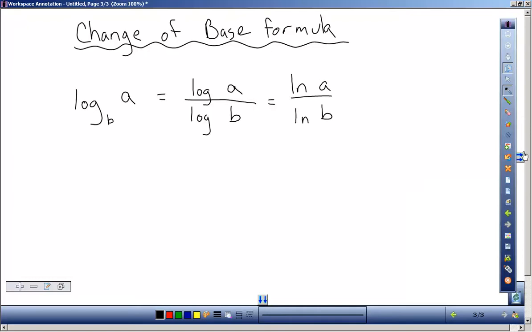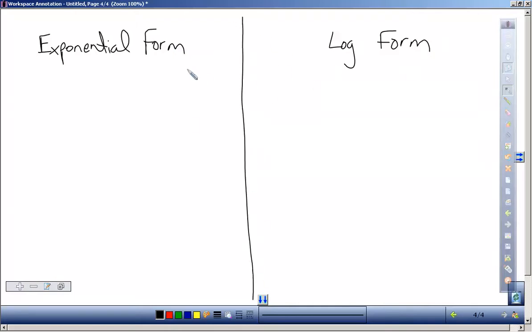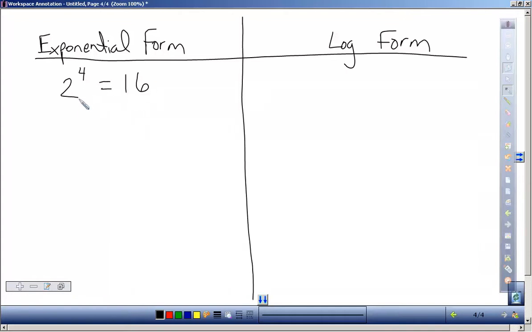Things that we can do with logs, we can write them back and forth in different forms. We can write something as an exponential form, meaning that we have exponents, or we can write something in log form. We can go back and forth between the two. We can write something either way. This is important because that's a concept that we're going to use when it comes time to actually having to solve equations. So if I have 2 to the 4th power is equal to 16, this would be exponential form because I have an exponent. So 2 to the 4th power equals 16. It's an equivalency statement. It's an equation, okay?